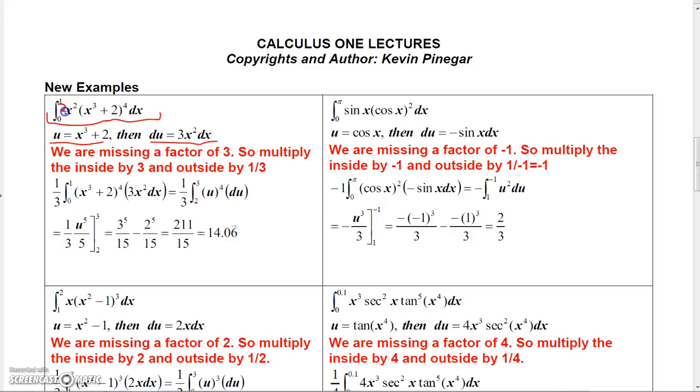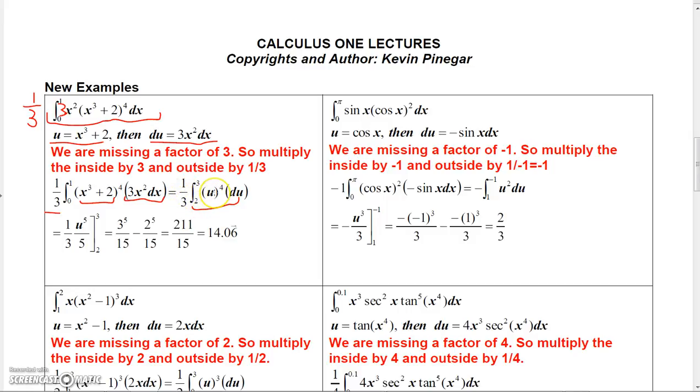Well, you can multiply the inside of an integral by 3 as long as you multiply on the outside by 1/3. So that's what I did down here. Notice that I multiplied the inside by 3 to get 3x squared dx and the outside by 1/3. Well, now this is in the form u to the 4th, and then this is du. So I have u to the 4th du. The only difference is I have to have that 1/3 with this integral.